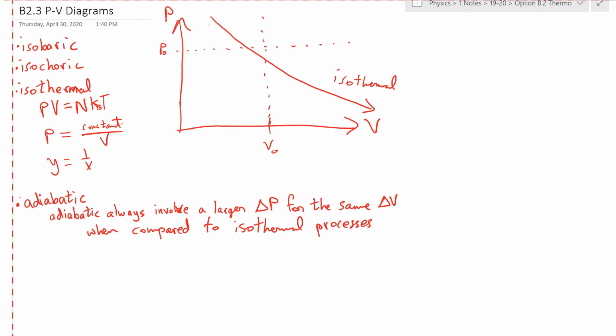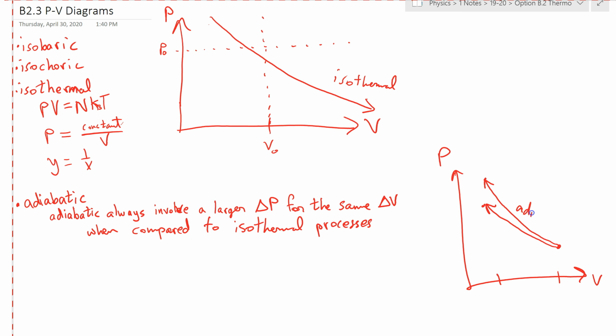Let's do that right now. Here's a PV diagram. I'm going to draw it between these 2. Let's say it's compression, so it's from a larger volume to a smaller volume. One of them goes there, one of them goes there. So we've got 2 curvy lines. One of them's isothermal, one of them's adiabatic. You tell me which one is which.